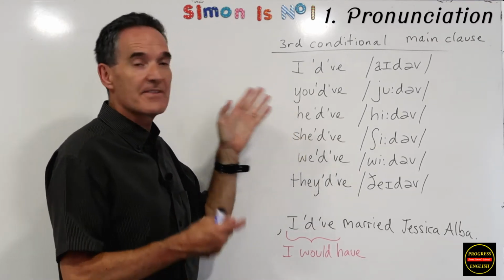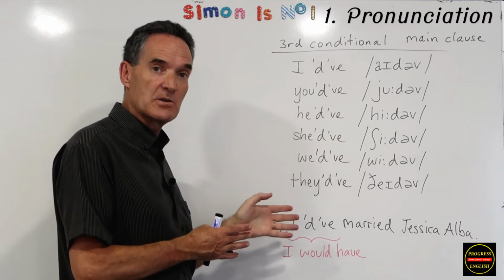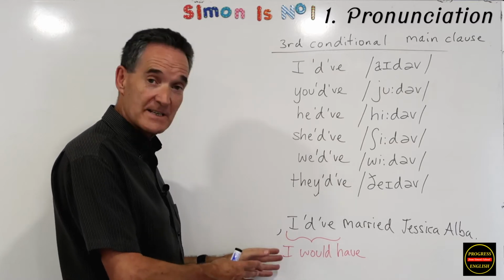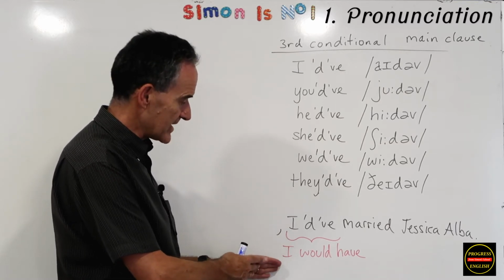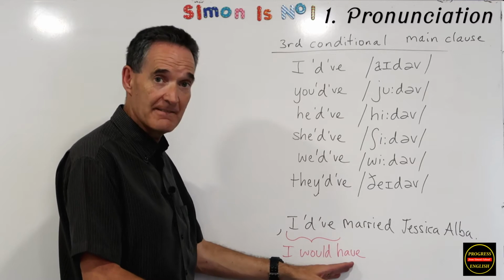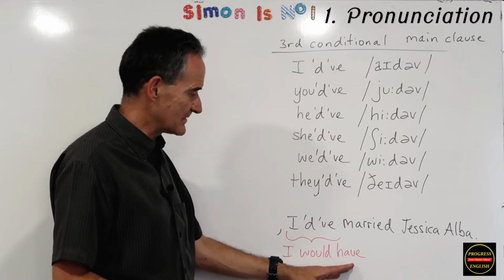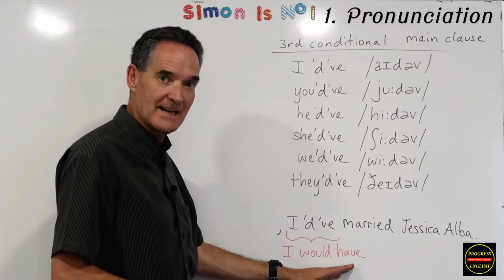Now let's have a look at the third conditional, but the main clause. Here you will have to probably contract the subject, the would, and the have. This looks complicated, doesn't it? Well, it's actually not that bad.